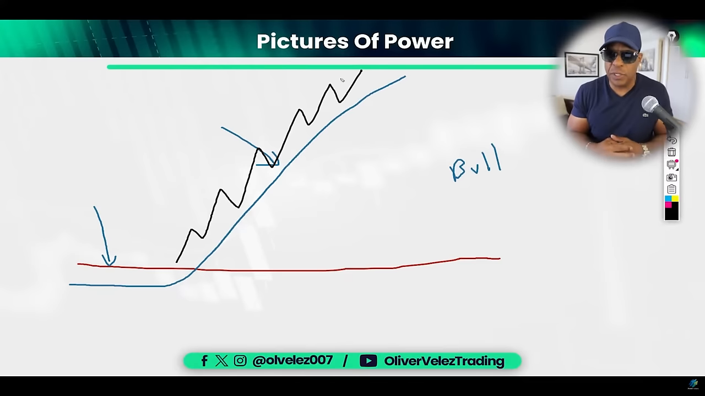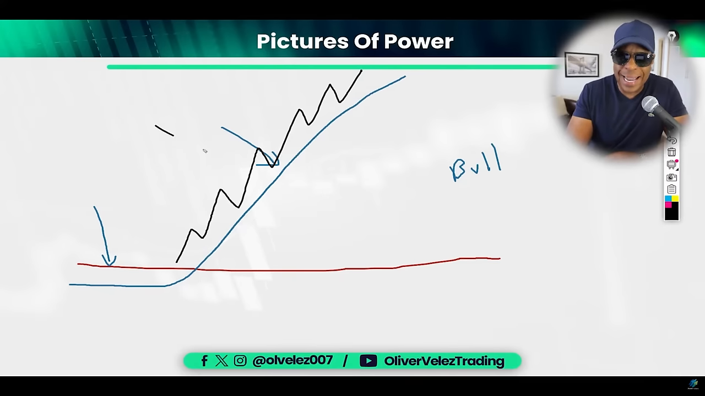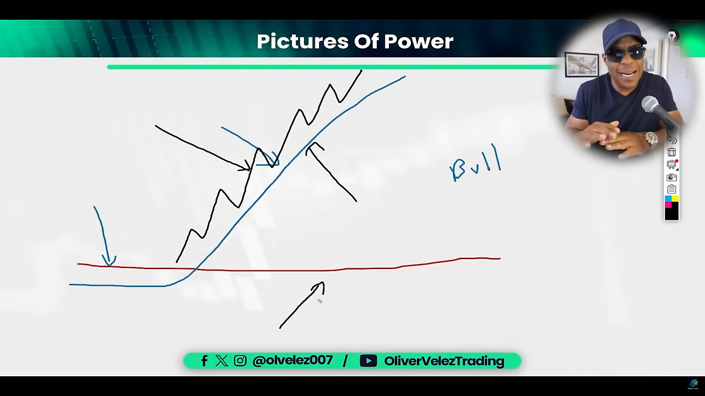That is the picture of power. It is a rising stock over a rising 20 period moving average over a flattish 200 period moving average. I'm going to repeat that. Your bullish picture of power is a rising stock above a rising 20 period moving average, both of which are rising above a flattish, doesn't have to be exactly flat, but a flattish type 200 period moving average. That's your bull picture of power.